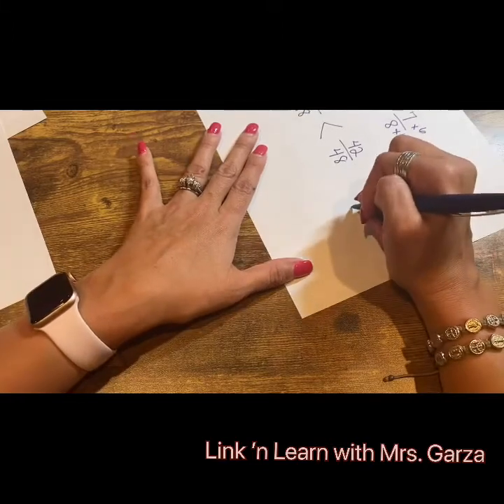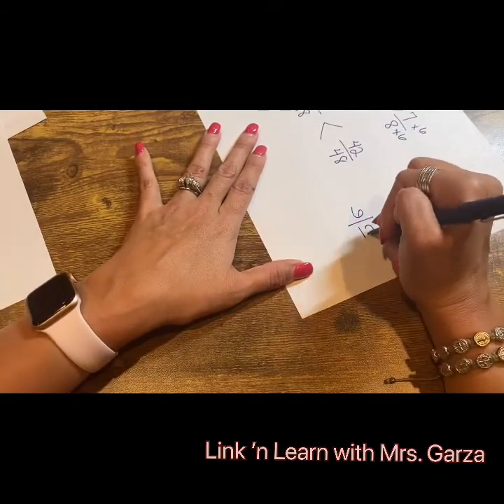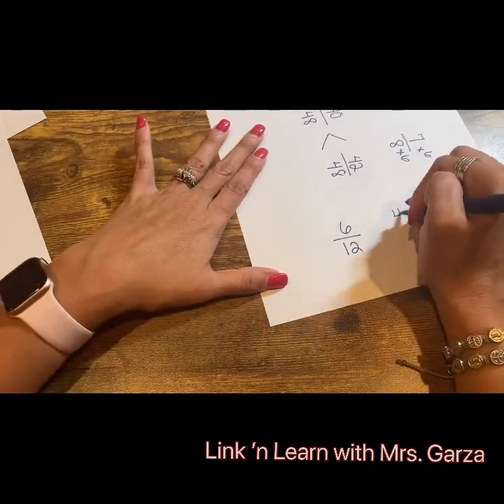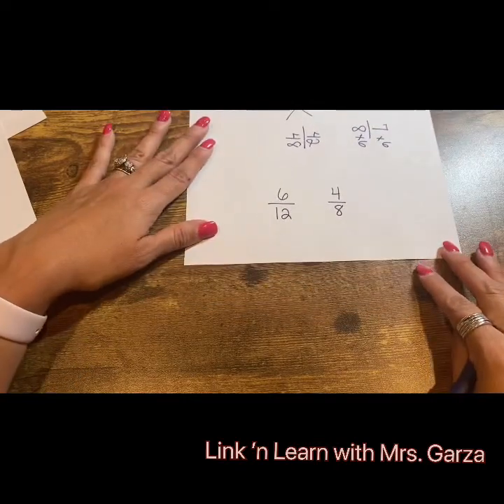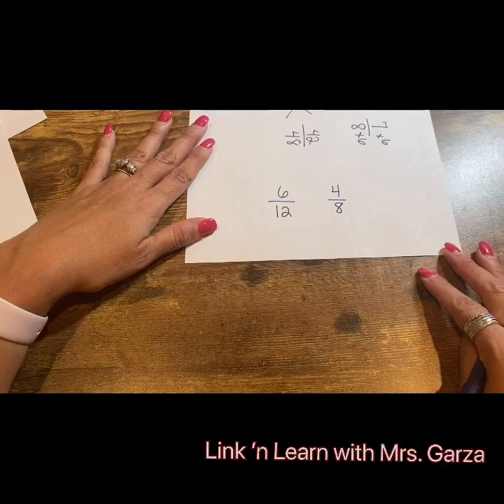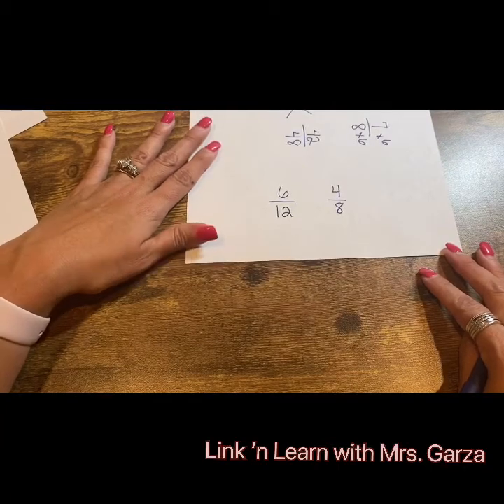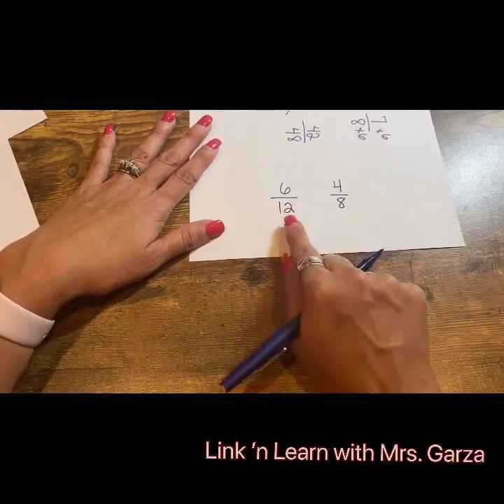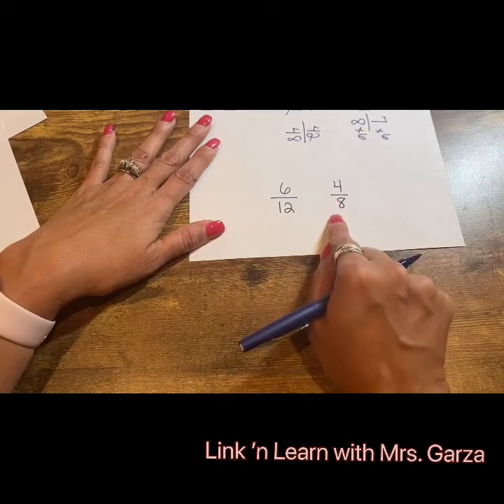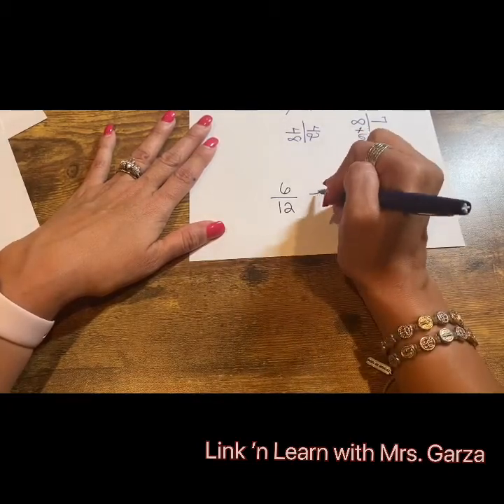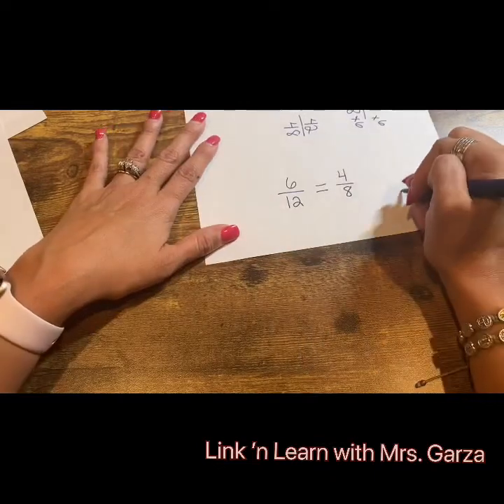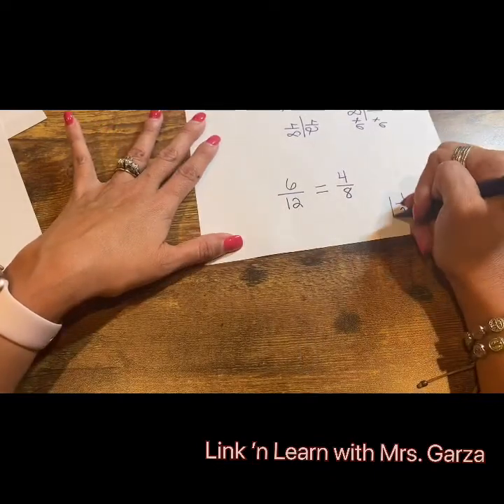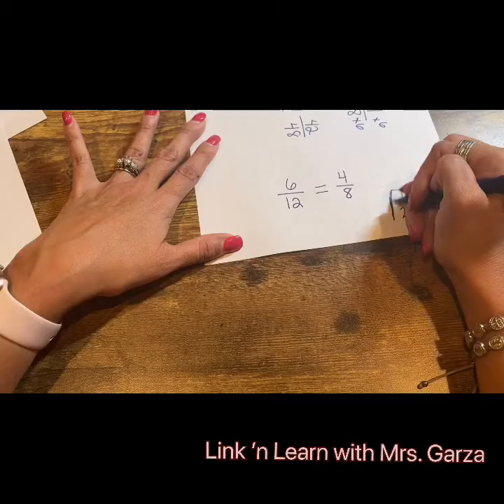If I had 6/12 and I had 4/8, what kind of fraction is that? What are they both equal to? Well, 6 is half of 12 and 4 is half of 8. So these fractions are equivalent. They are equivalent because they are halves. Okay, I wanted just to show you that.